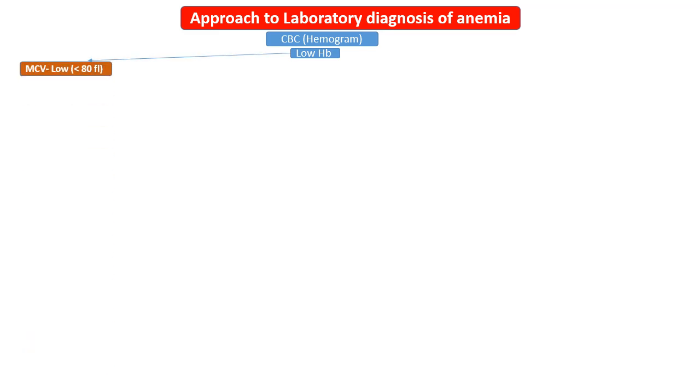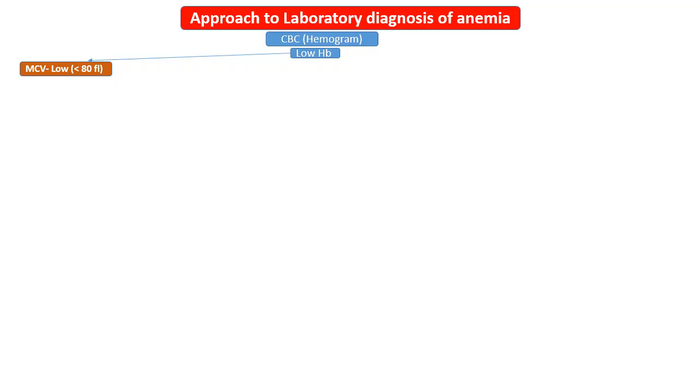When you are suspecting anemia in a patient, what is the first test which you advise? It is CBC, that is complete blood count, also called as hemogram. On hemogram, the first parameter which you will see will be hemoglobin. If the hemoglobin is low, it indicates that the patient can be having anemia. The next parameter which you should see is MCV, that is mean corpuscular volume.